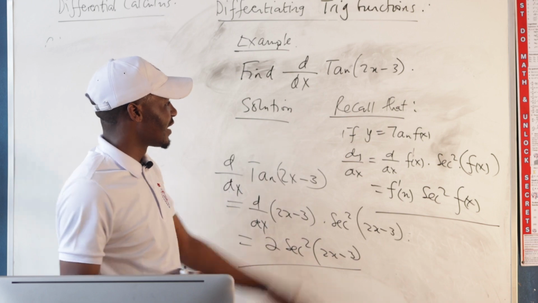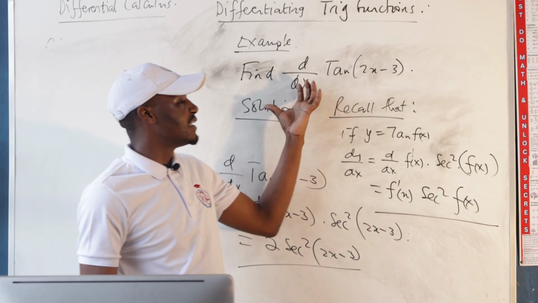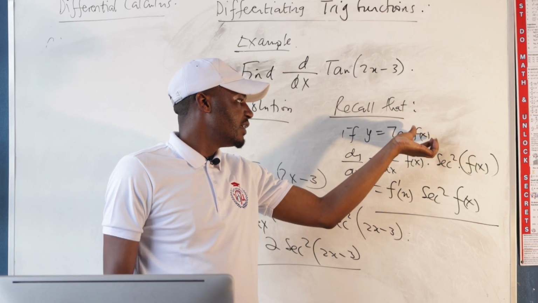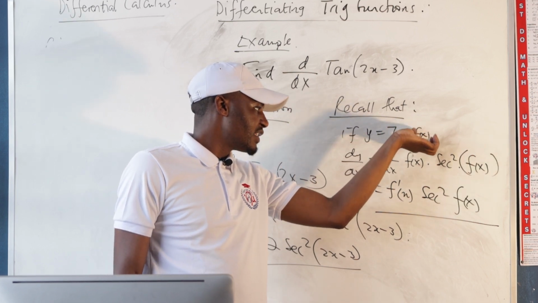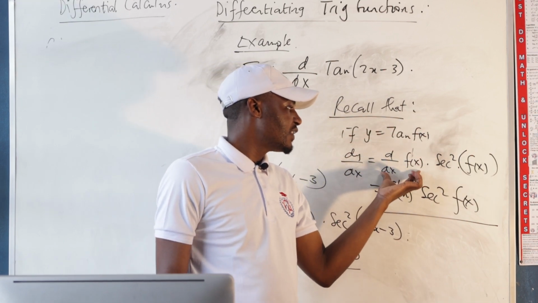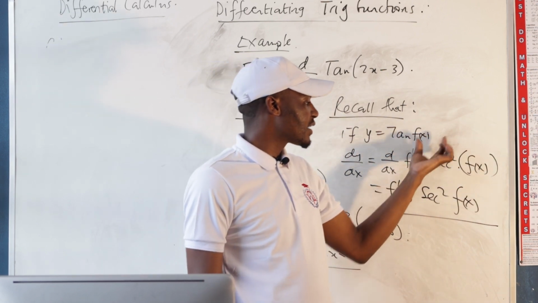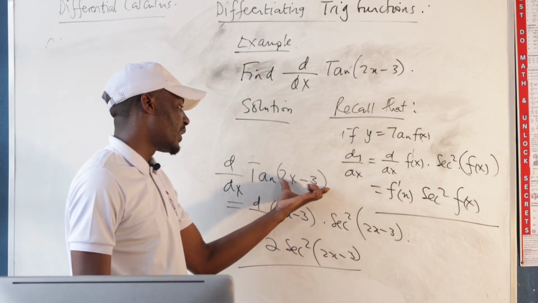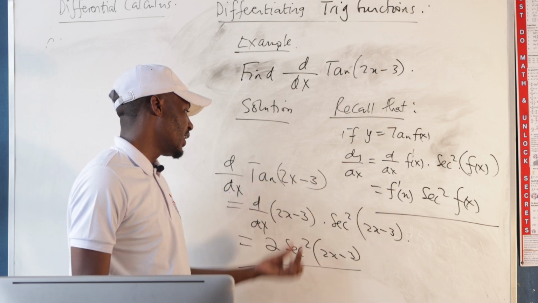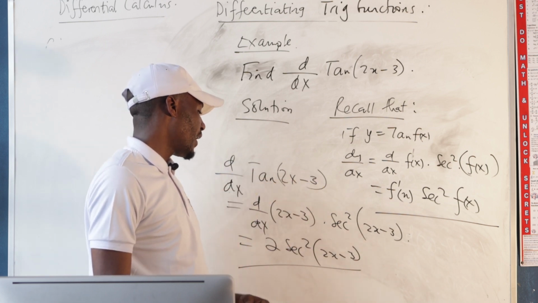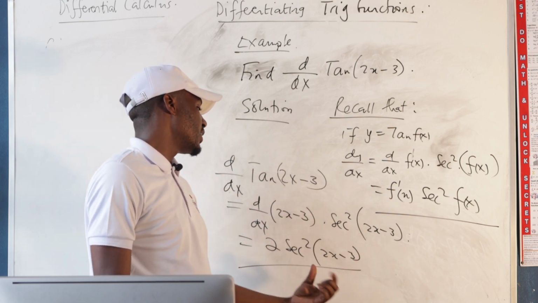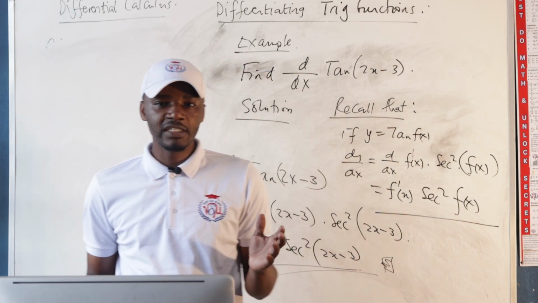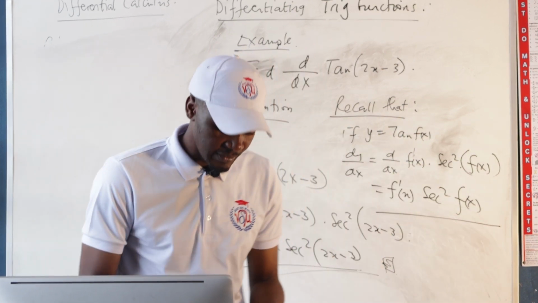This is very interesting. I think you've seen how we differentiate a tan of a certain function. Simply calculate the derivative of that function. Once you have the derivative of that function, then multiply by sec squared of f of x, and you get the result. As you see here, we started by calculating the derivative of 2x minus 3, and we managed to get 2, and we multiply 2 by sec squared of 2x minus 3. So yes, that's how we differentiate tan of a certain function. Awesome.